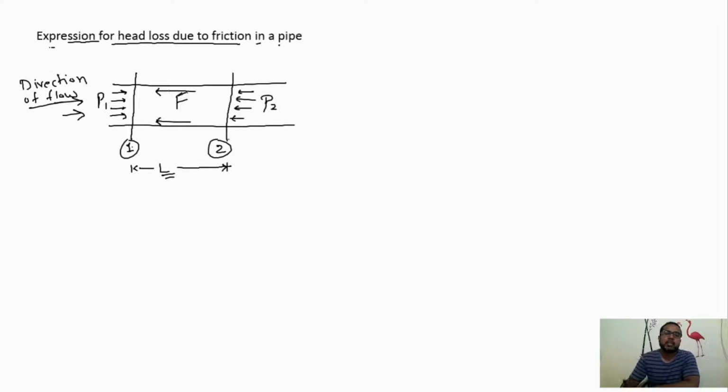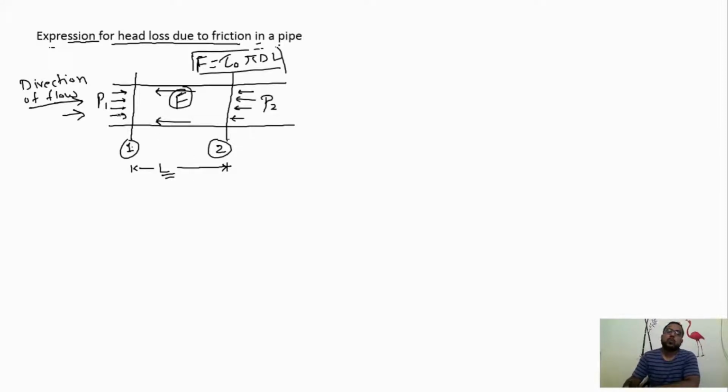And here we can see F. F is the frictional resisting force that acts in the opposite direction of the flow of fluid. That force is nothing but the shear stress at the wall times the surface area in contact of water and wall surface, that is pi d into L. So this is F.